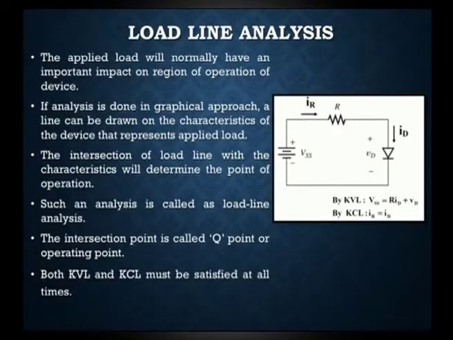So, the intersection of the load line with the characteristics will determine the point of operation, and such an analysis is called load line analysis. Due to this intersection of load and characteristics, we get a point of operation, also called the Q point or quiescent point. This point of operation helps us in the load line analysis, for the circuit that we consider here, having a load resistor R, and it can be satisfied by both KVL and KCL.